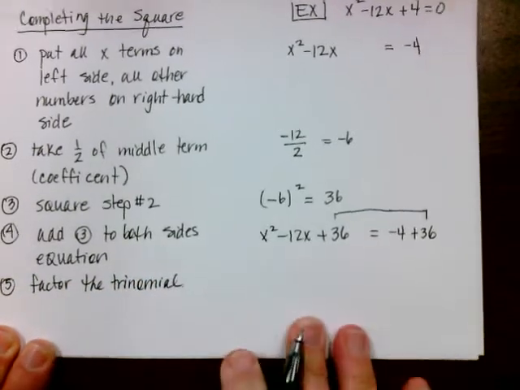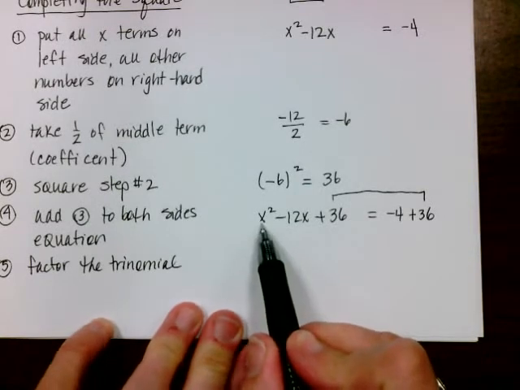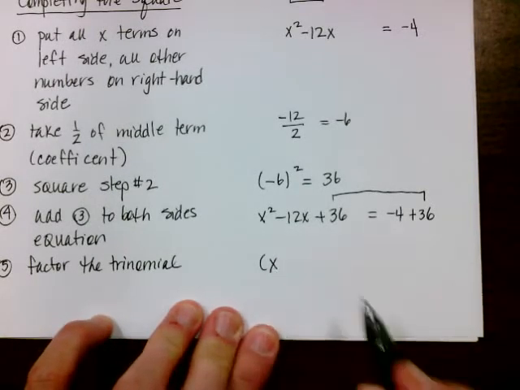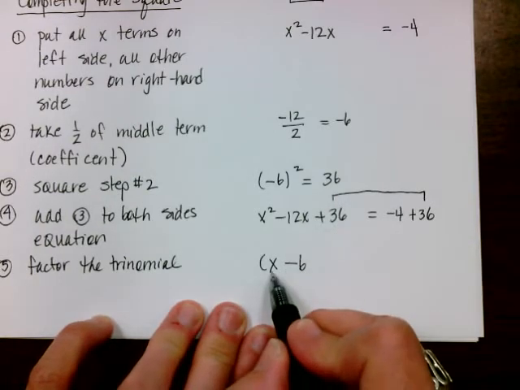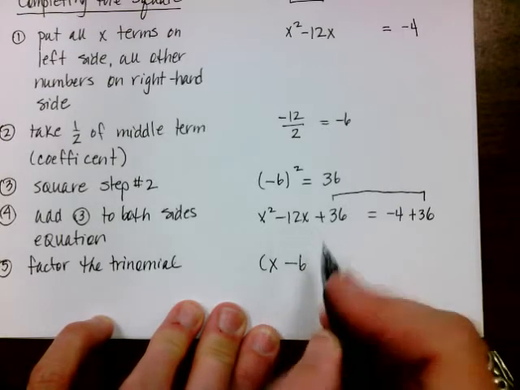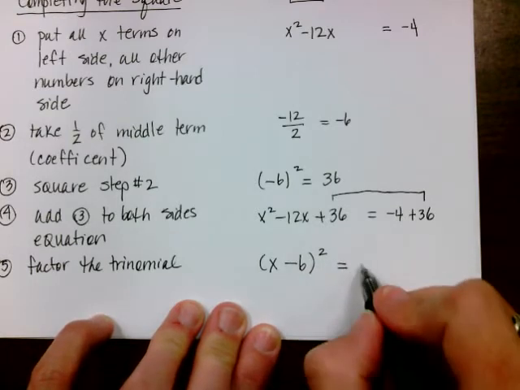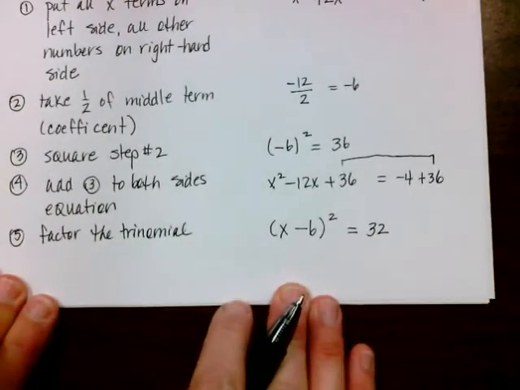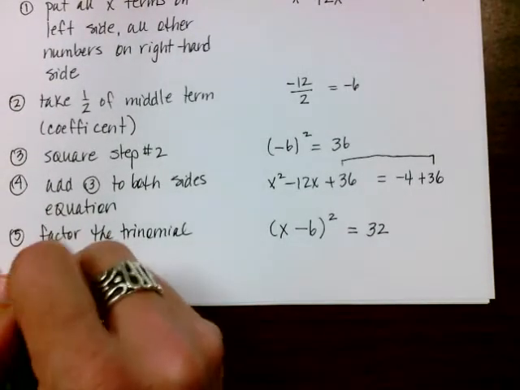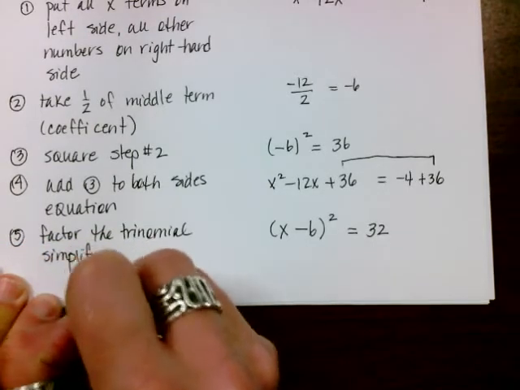And if you'll notice, this is the situation we were trying to create. X squared is a perfect square, so there's the x. 36 is a perfect square. 6 times x is 6x times 2 is the 12x. So now this is factored, and then I combine like terms on the right-hand side, and I get 32. So I factored the perfect trinomial on the left, and I combined, I'm going to simplify the right-hand side.